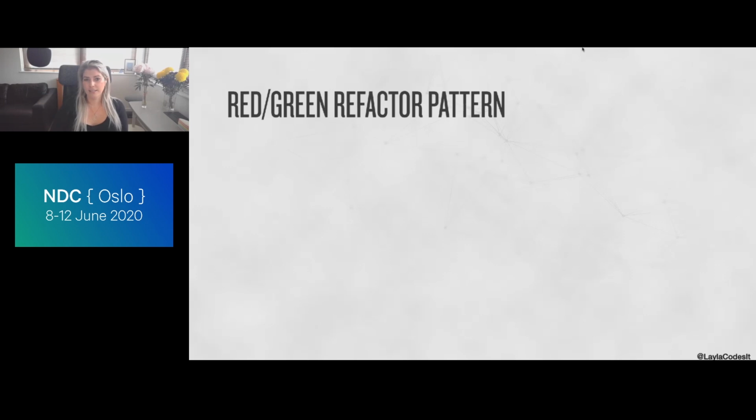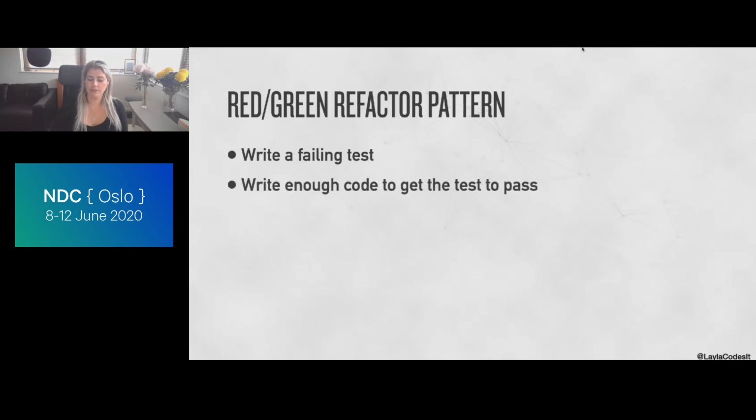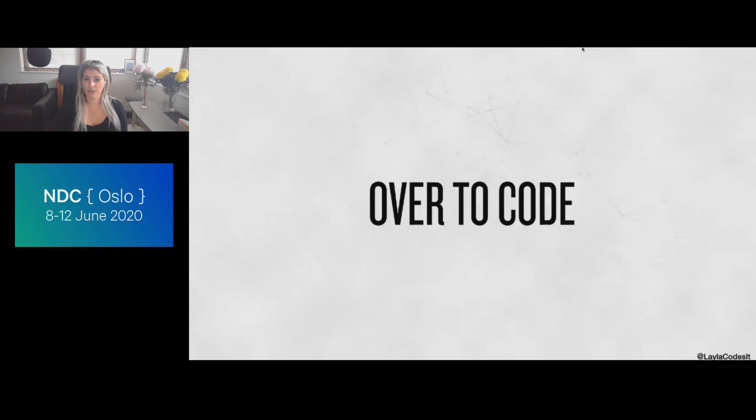Okay, I like to use the red-green refactor pattern. And what that means is we write a failing test and we write enough code to get the test to pass. So the failing test is red. When your test passes, it goes green, and then we can refactor. And that's a really nice iterative process that you can keep doing. And we're going to go over to code and have a look at what that looks like.